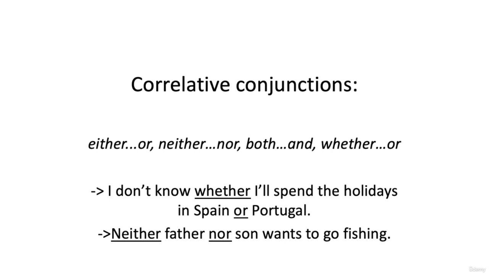For example, I don't know whether I'll spend the holidays in Spain or Portugal. Spain and Portugal are 2 proper nouns, and therefore are 2 grammatically equal parts of this sentence. Neither father nor son wants to go fishing. Father and son are 2 nouns, and are therefore grammatically equal in this sentence.